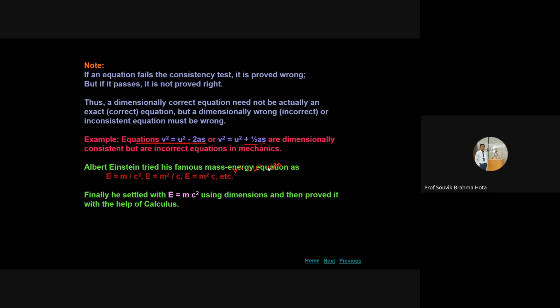That means when a scientist or a student of science thinks of some equation, first he has to have some hypothesis on it. Then he has to develop a theory. Then go for the equation and then check dimensionally whether it is correct or not. Then you can prove it with the help of a good scientific tool, that is calculus.